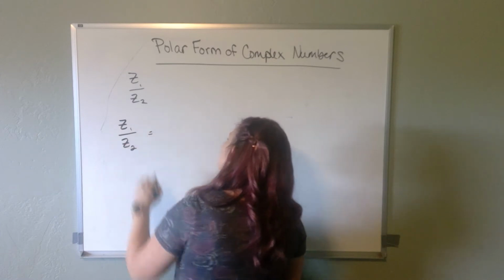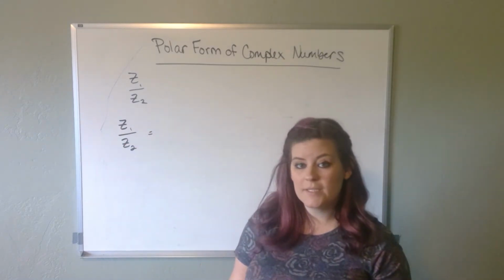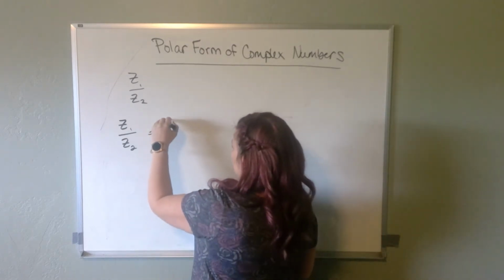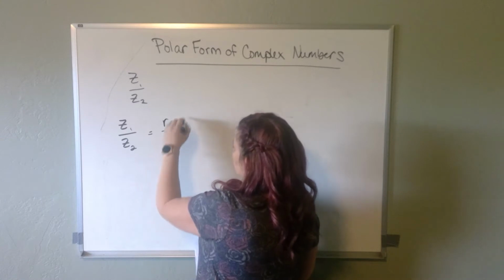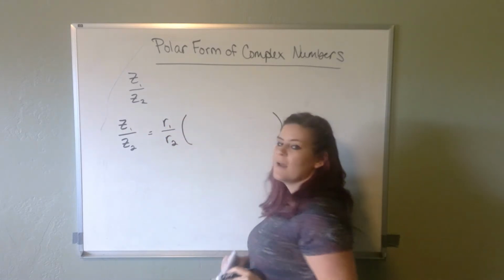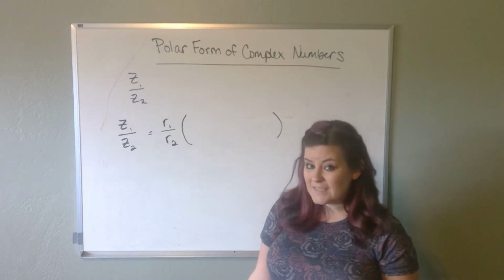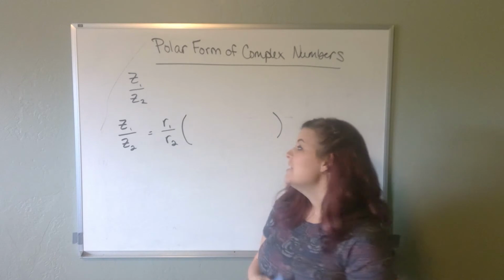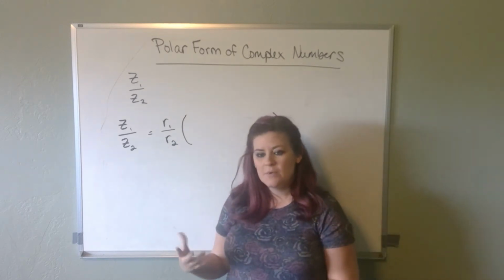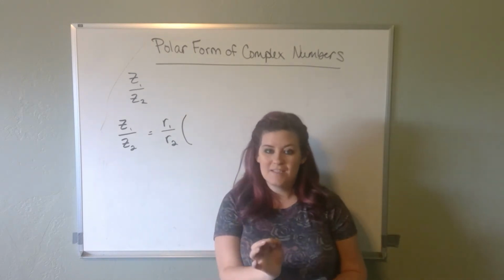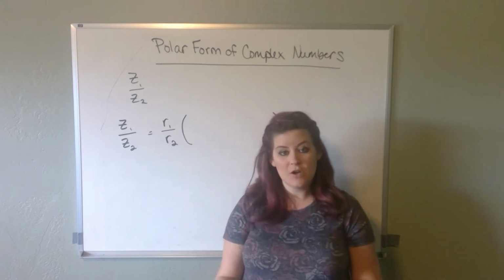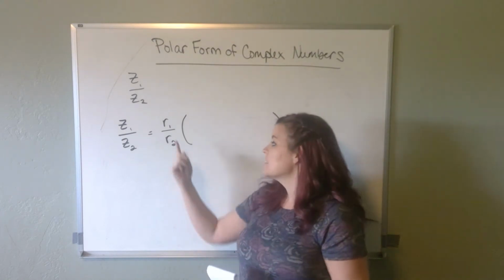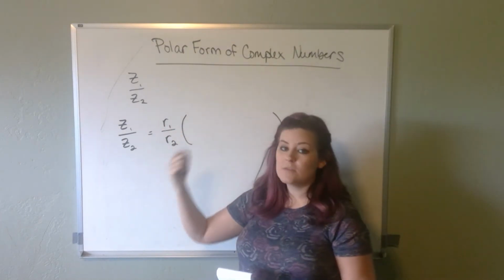So if you want to divide two complex numbers, you divide the r's. You do r1 divided by r2. What do you think is going to happen with the angles? Do you think I'm going to divide the angles? No, I'm going to subtract the angles. So, like I said, it follows really well. With a product, I added the angles. With division, I subtract. Make sure that theta 1 goes first, and r1 goes on top, because order matters.